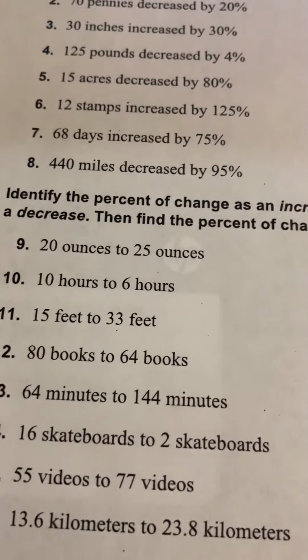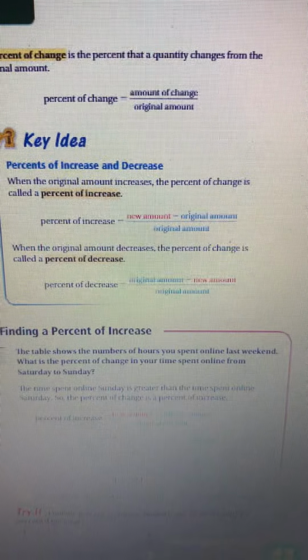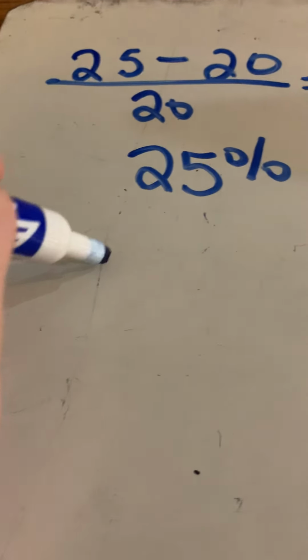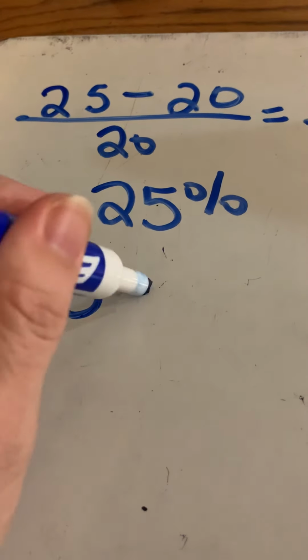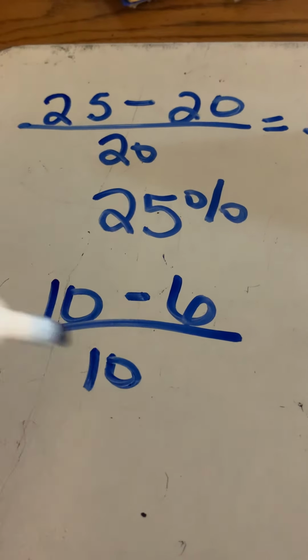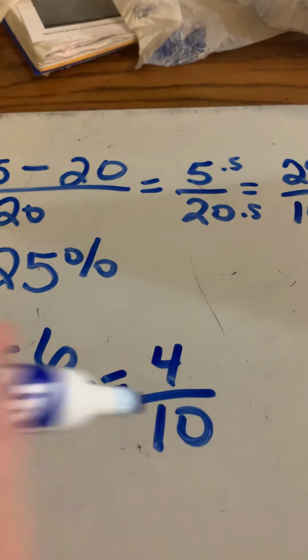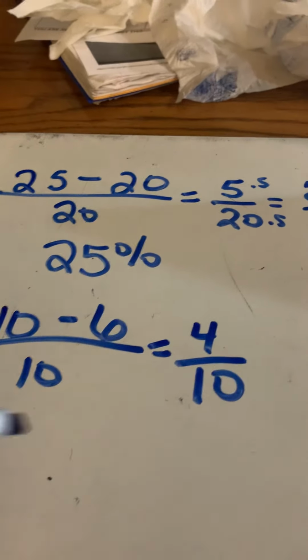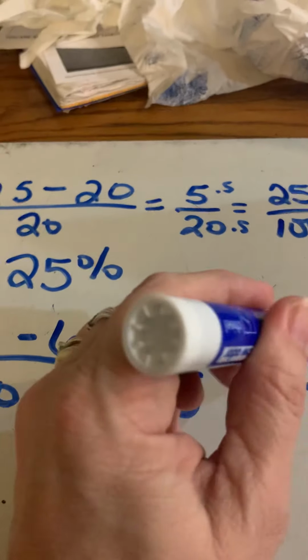For number 10, if you're going to do the decrease, because you can see very obviously that 10 hours to 6 hours is a decrease, you can see that the percent is the original amount minus the new amount, because you're never going to have a negative. So you have the original amount, which is 10 hours, minus the new amount. You're always dividing by the original amount, always dividing by the original amount. So you're going to end up with 4/10.